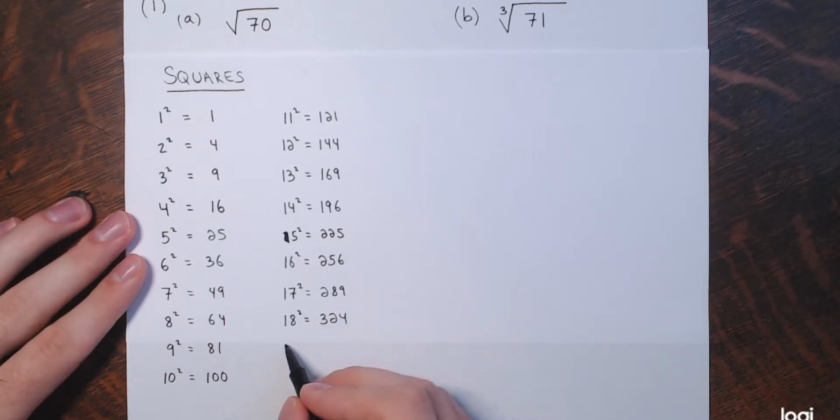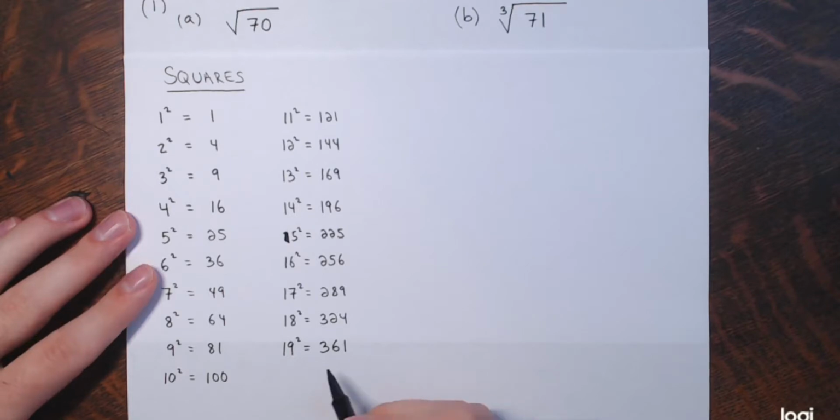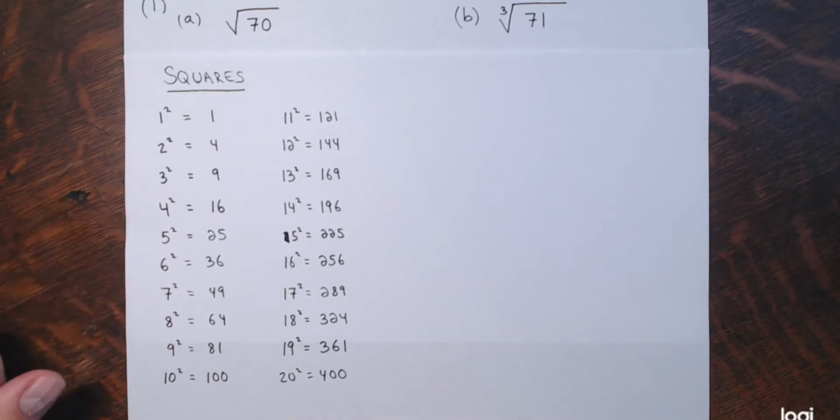The square of 19. It's 280 plus 81, 371, I do believe. No, 361. Sorry. 19 times 19. Yeah, 280 plus 81, 361. And then the square of 20 is 400, and so on. Obviously, I could keep going with this.